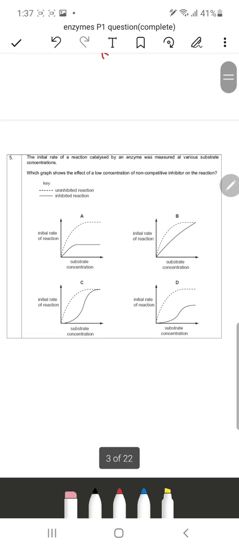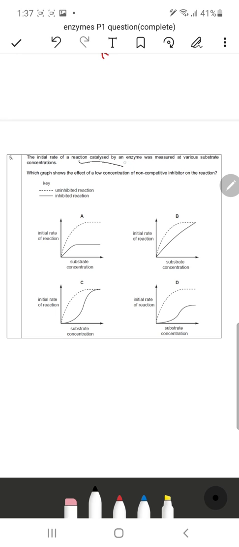Let's see question number 5, another graph question. There are a lot of graph questions which you may encounter from this chapter, enzymes. Question 5 says the initial rate of reaction catalyzed by an enzyme was measured at various substrate concentrations. The x-axis is substrate concentration. Which graph shows the effect of a low concentration of non-competitive inhibitor on the reaction?